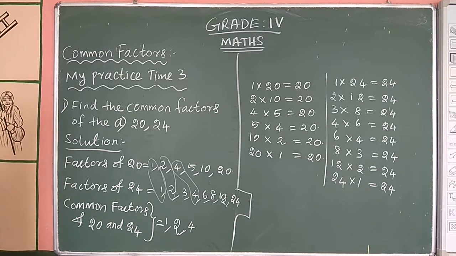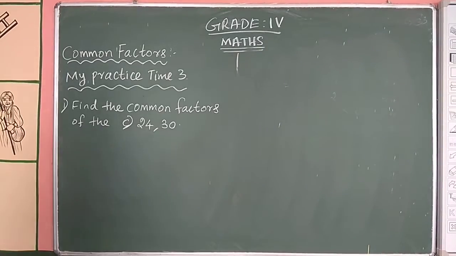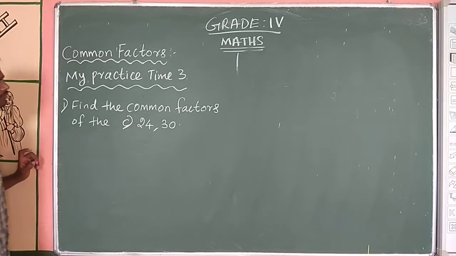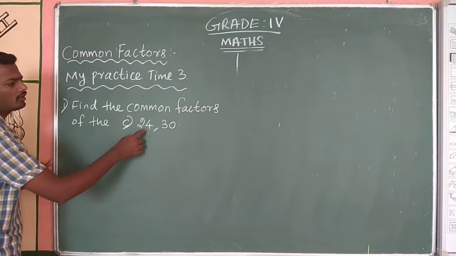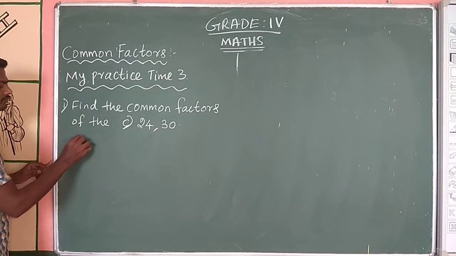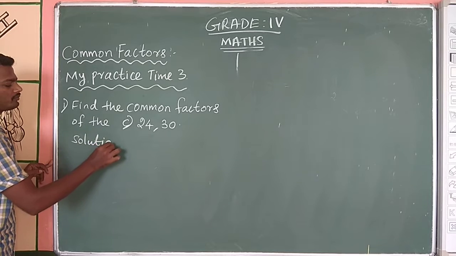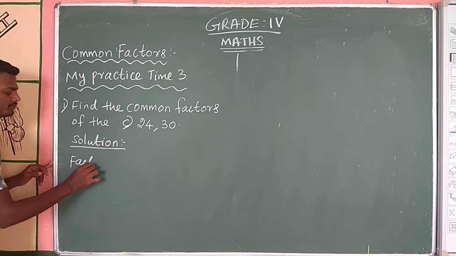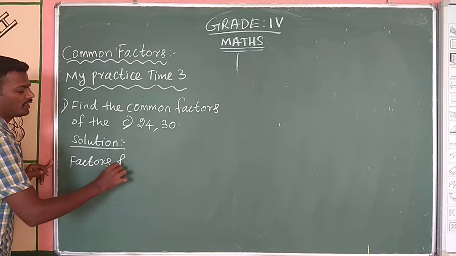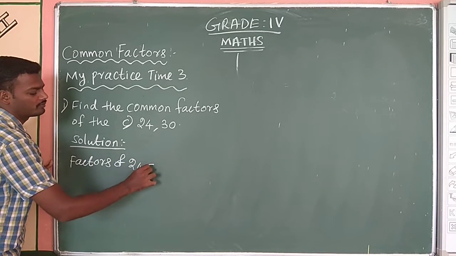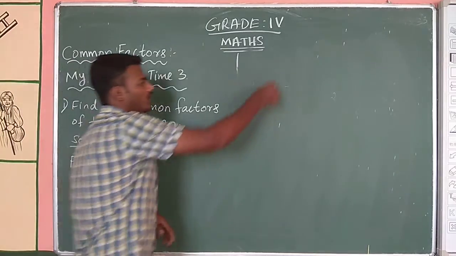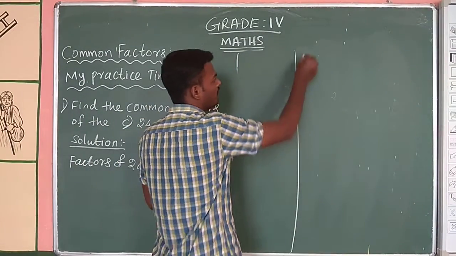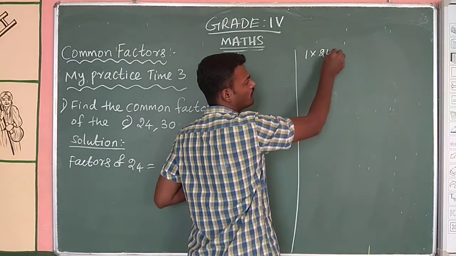Next sum. Question number C, 24 and 30. Find the common factors of 24 and 30. Solution. Factors of 24. Factors of 24 are: first table, 1 24s are 24.